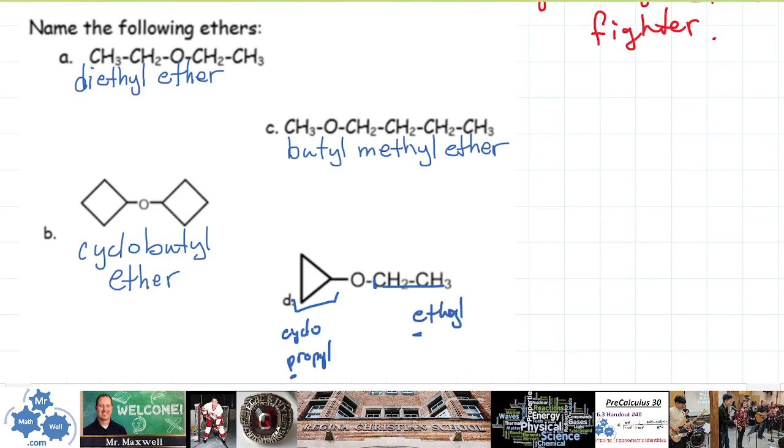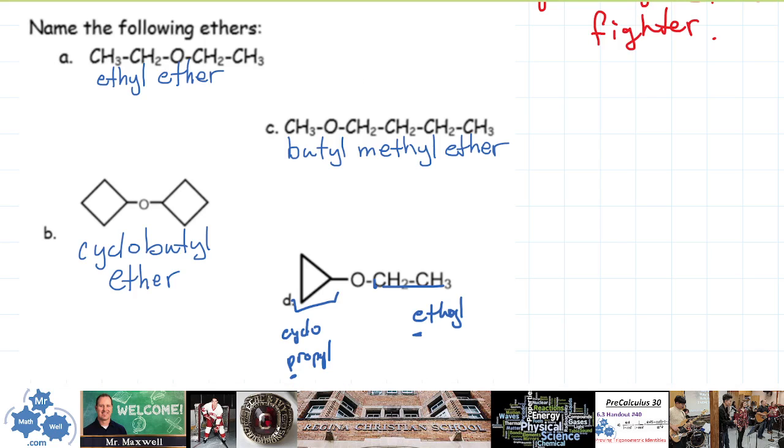Name the following ethers. Well, we have an ethyl on both sides. It's identical. So you could call it a diethyl ether or just ethyl ether. Diethyl ether or ethyl ether. Say that fast 10 times. Yeah, that's right, you can't. That's a tongue twister.